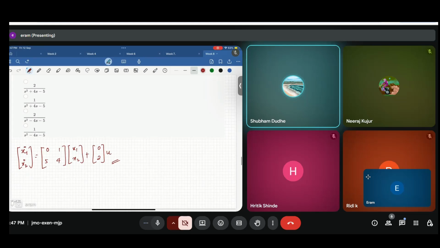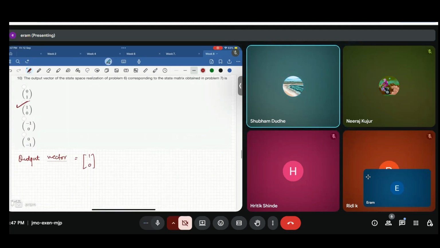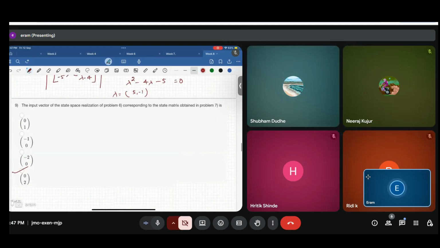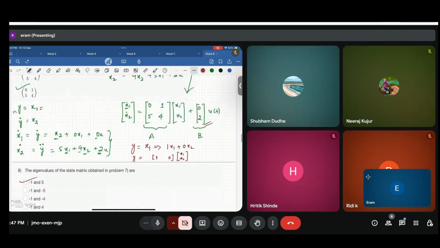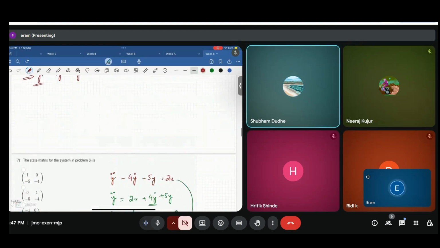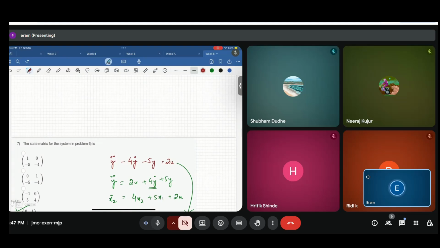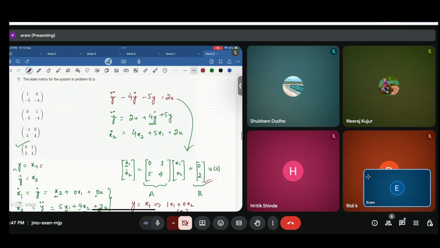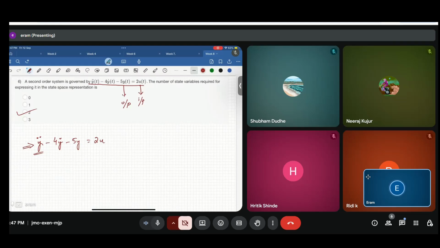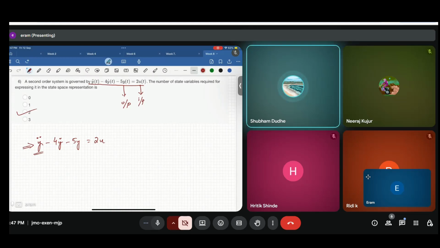Ma'am, the previous question is not clear. Yes, ma'am. Which part is not clear? The output vector. So are you able to identify what is the output in this case first? Why are we taking y as output? Is that clear to you? No, ma'am. There is confusion.